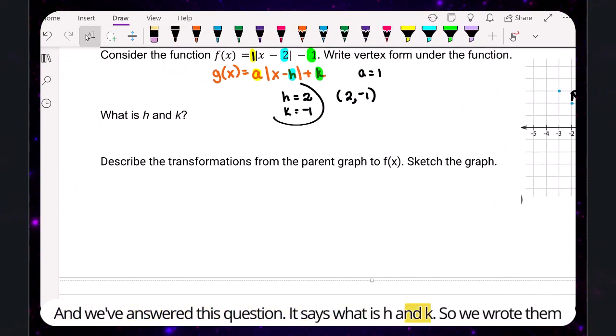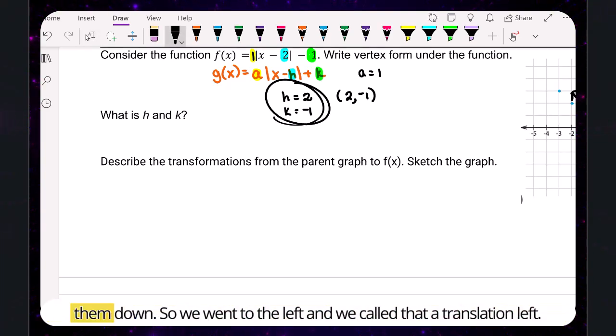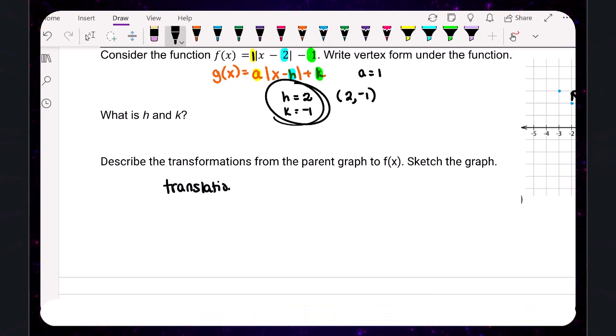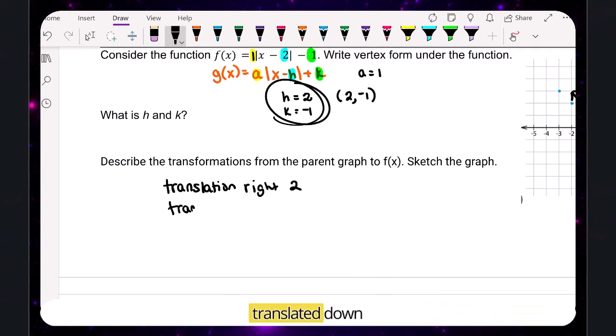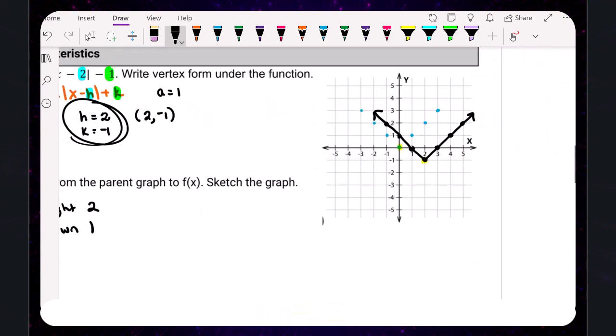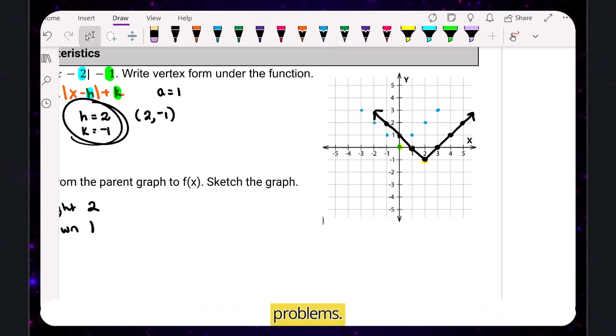It says, what is h and k? So we wrote them down right here. Describe the transformations we did, but we just didn't write them down. So we went to the left, and we call that a translation. Left. We did not go left. We went right. Translate right 2. And then we also translated down 1. And that's it. All right, let's flip it over on the back and let's do the more challenging problems.